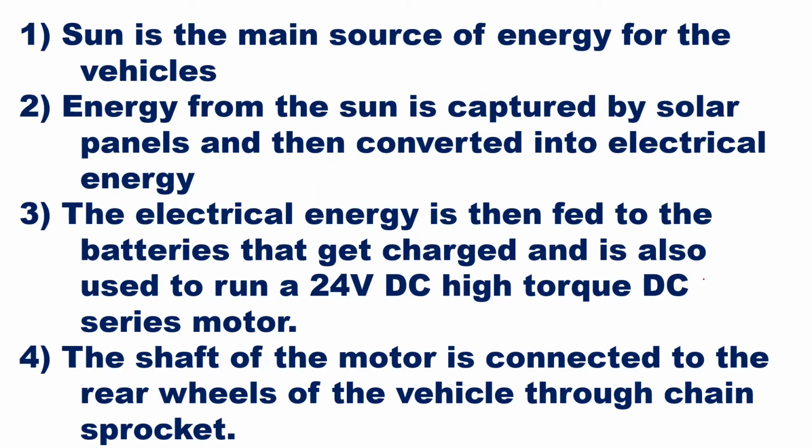So, if you have to explain this, you can explain that the sun is the main source of energy for the vehicles. Energy from the sun is captured by solar panels and then converted into electrical energy. The electrical energy is then fed to the batteries that get charged and is also used to run a 24-volt DC high torque DC series motor. The shaft of the motor is connected to the rear wheels of the vehicle through a mechanism called chain sprocket. That is how the rotational moment of the motor is passed to the rotational moment of the wheels.